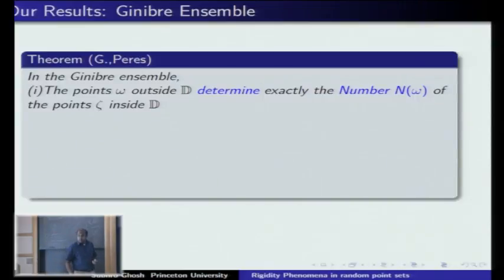So when you say determine exactly, you mean it determines the distribution of the number, right? No, if you know the outside points, you can compute an integer, exactly the number of points. Yes. But how do you compute? Can you say how you can compute it? Yes, I can give you an algorithm. If you know the points outside, you can just turn this machine and get a number. So you're saying even the number n is deterministic, it's not random? Yes, and this is almost sure. Yes.